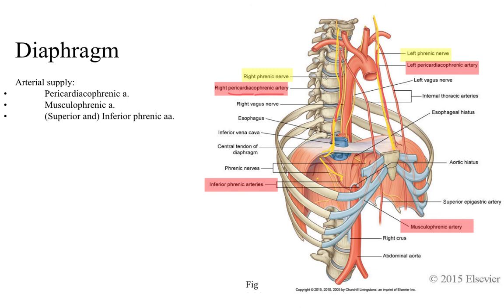So they would pass down and supply blood to the superior part of the diaphragm, and notice that they are branches off of the internal thoracic arteries, or internal mammary arteries. And then the inferior phrenic arteries would come up and supply blood to the inferior side of the diaphragm, and those are going to be branches directly from the abdominal aorta right here.